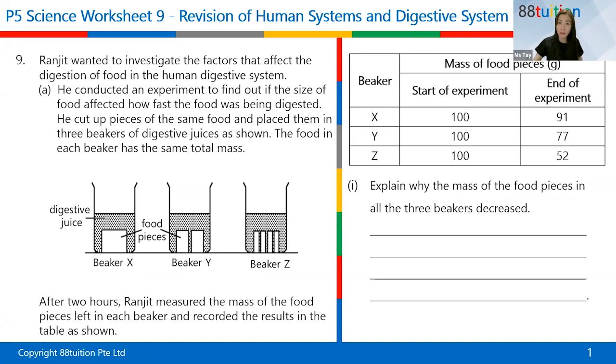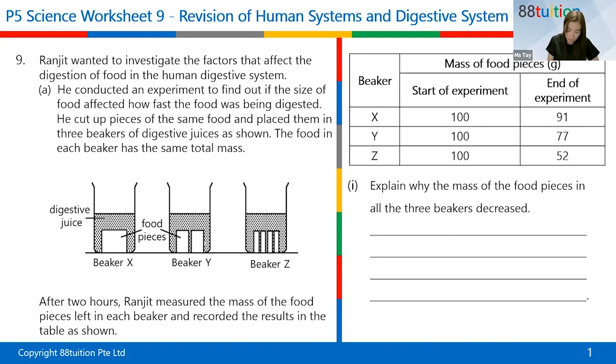Now, look at question 9. It's about the digestive system, right? So you still remember about the digestion that we talked about? Yeah. So this particular question, take a look. This person, Ranjit, wanted to investigate the factors that affect the digestion of food in the human digestive system. So he conducted an experiment to find out if the size of food affected how fast the food was being digested. He cut up pieces of the same food, placed them in 3 beakers of digestive juices as shown. So you can see the diagram.